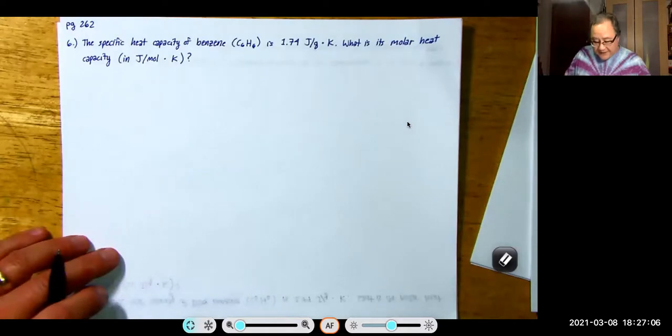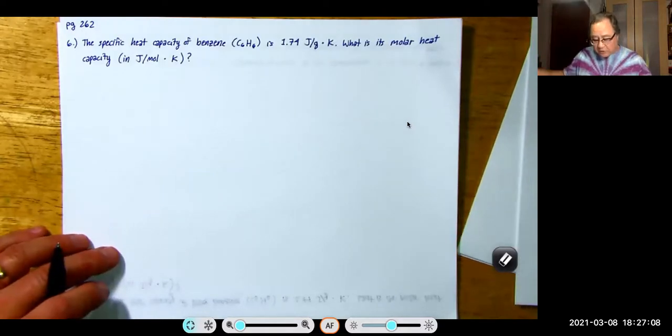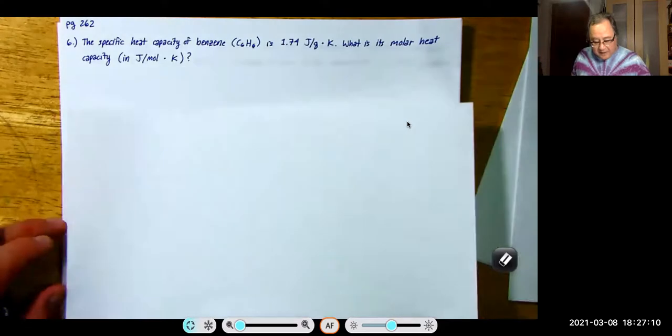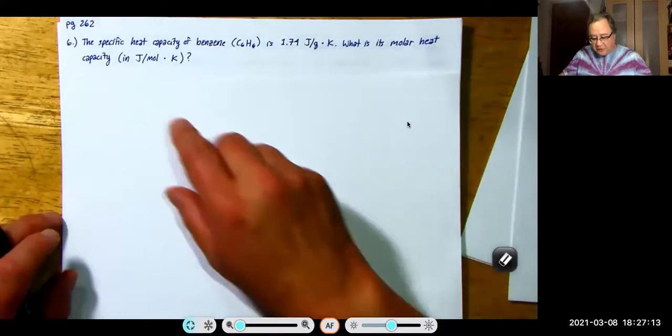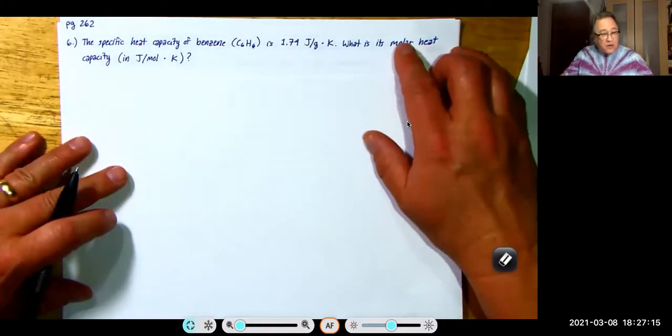The specific heat of benzene is 1.74 joules per gram K. What is its molar heat capacity? So there's a few things I want to start off with. First of all, units of energy.